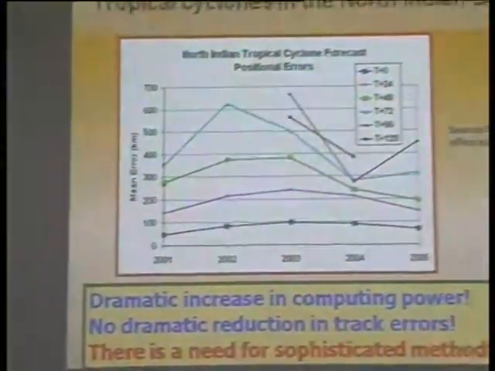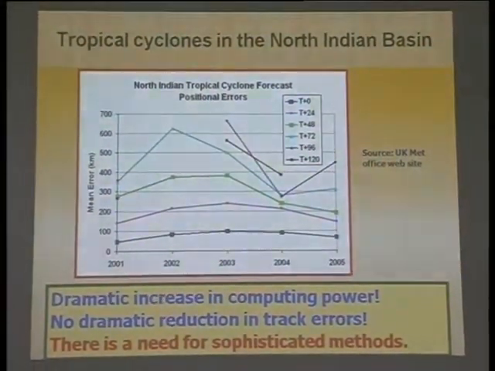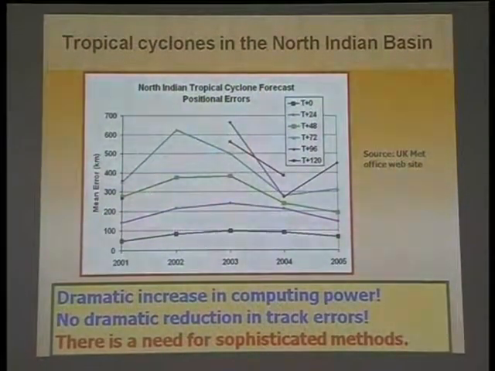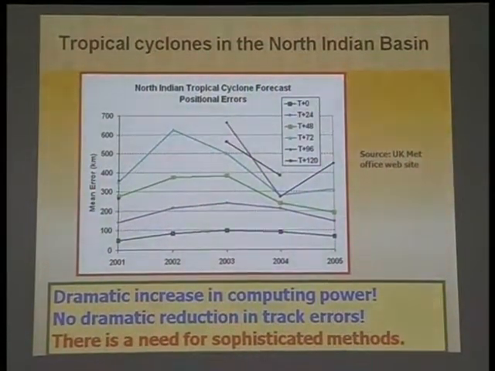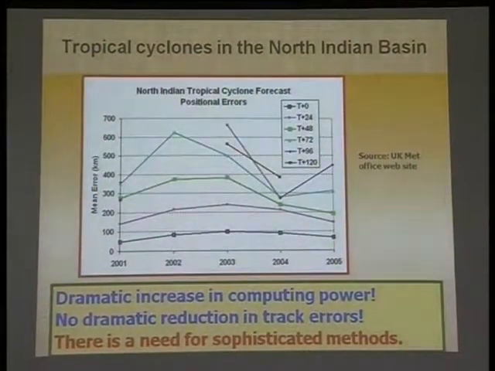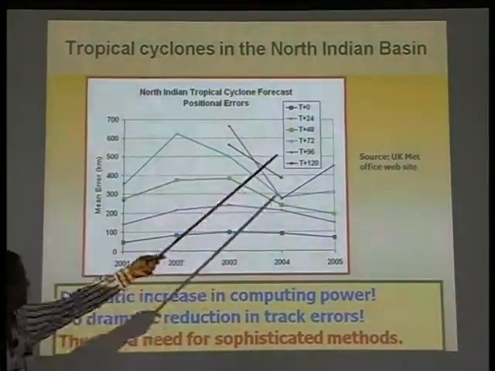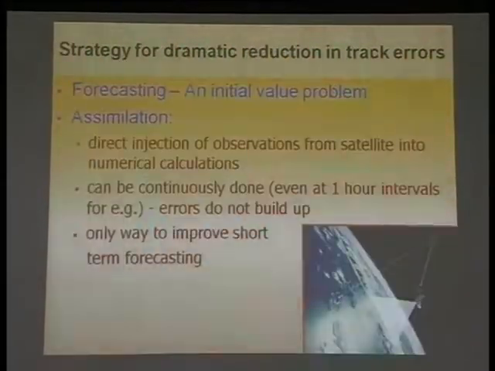This is in spite of the fact that we have powerful models, powerful computers, powerful algorithms. But if you look at the errors, at T plus 48, which is the green, you can see that you still have an error of about 200 kilometers. This information is from the UK Met Office website.